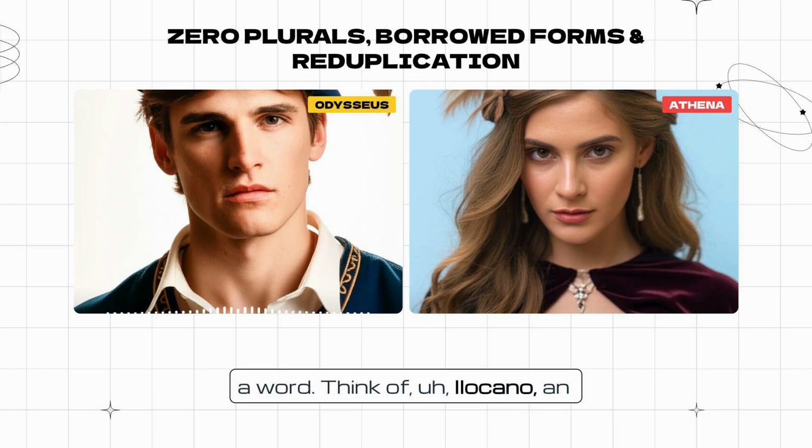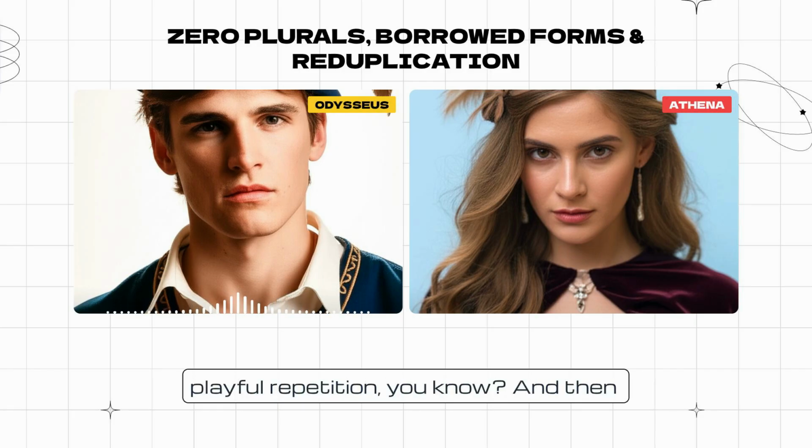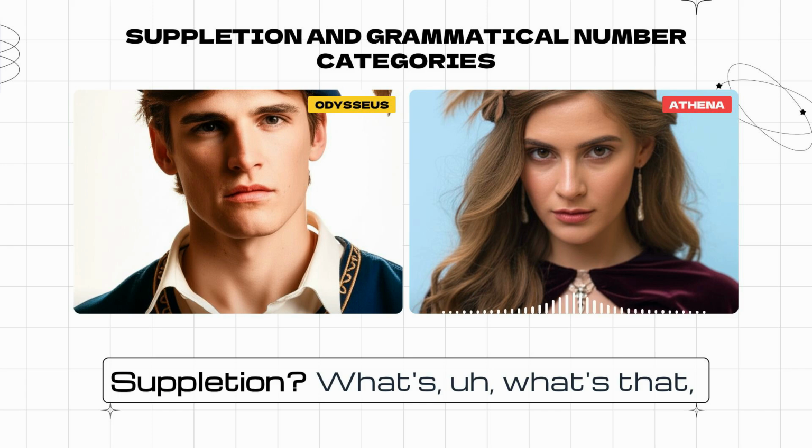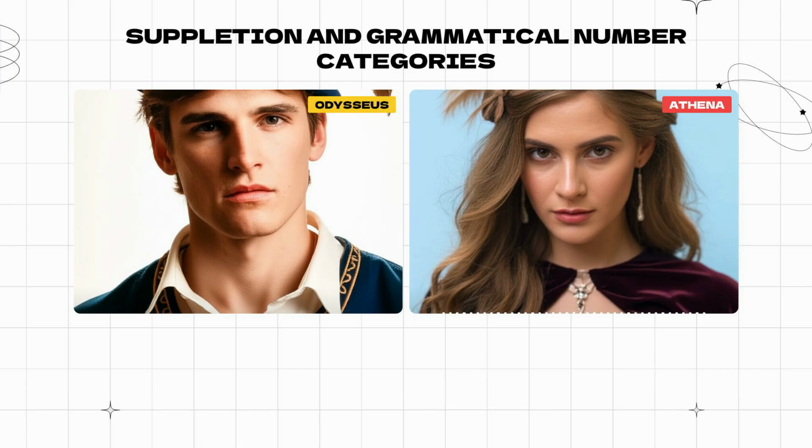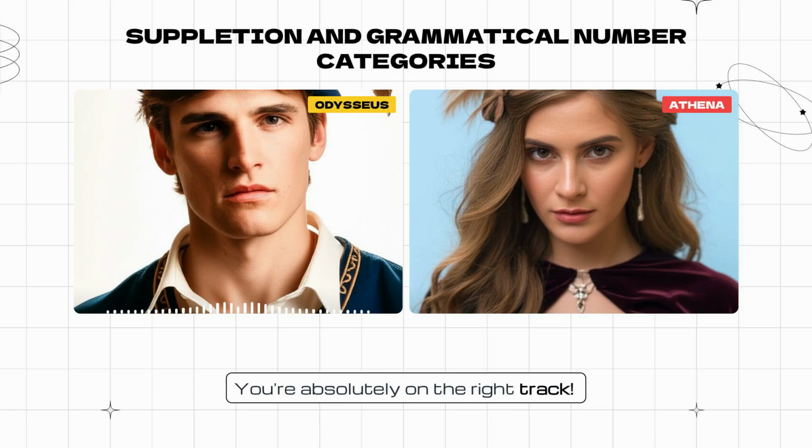Think of Ilocano, an Austronesian language. Kalding is goat, but kalkalding is goats. It's like a playful repetition, you know? And then there's suppletion, which is just wild. Suppletion? What's that, Odysseus? Sounds a bit like substitution, maybe? You're absolutely on the right track.